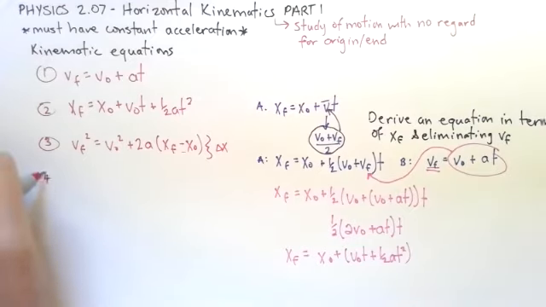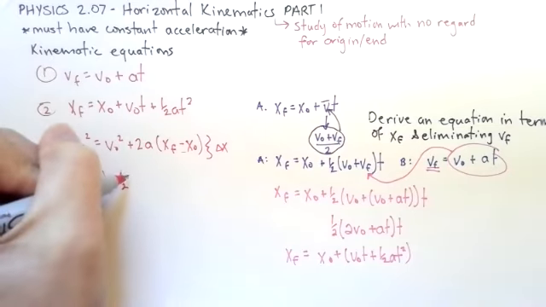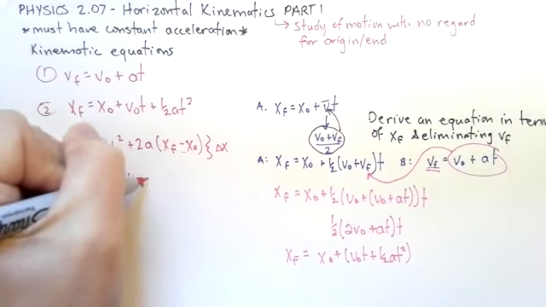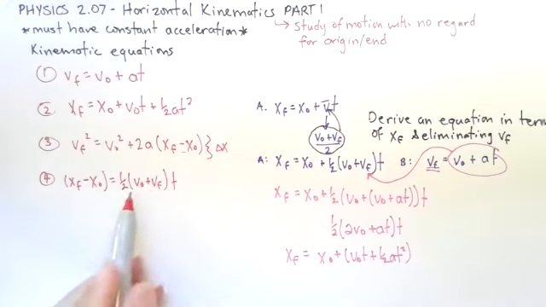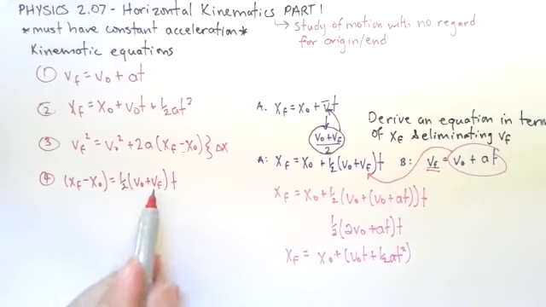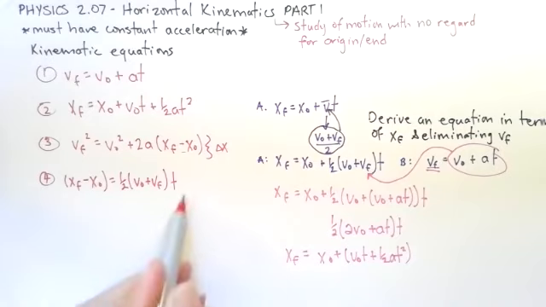The fourth one we don't use all that often. We say that delta x, or x sub f minus x sub o, equals 1/2 times v sub o plus v sub f times time. And that comes from average velocity. So we could say the average velocity, taking the 2 and dividing by 2, is equal to the change in distance over the change in time, and they just brought time over to that side.